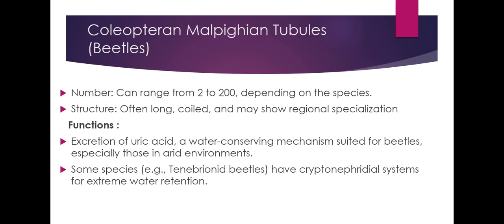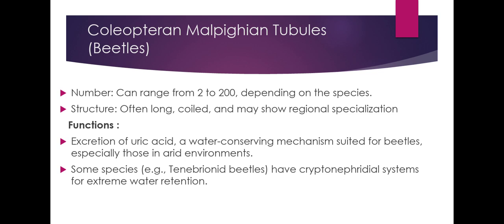Okay, then the next type is coleopteran Malpighian tubules, which mostly consist of the beetle groups. Numbers can range from 2 to 200 depending on the species. Structure is often long, coiled and may show regional specialization. Functions: excretion of uric acid, a water conserving mechanism suited for beetles, especially those in arid environments.